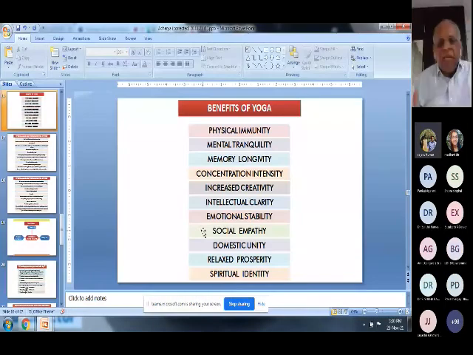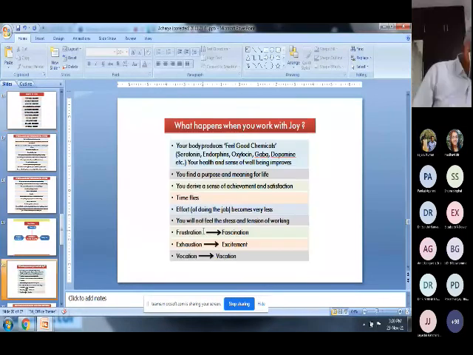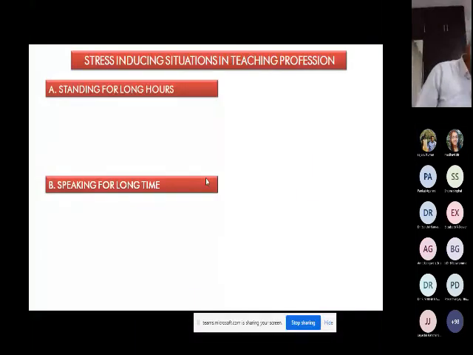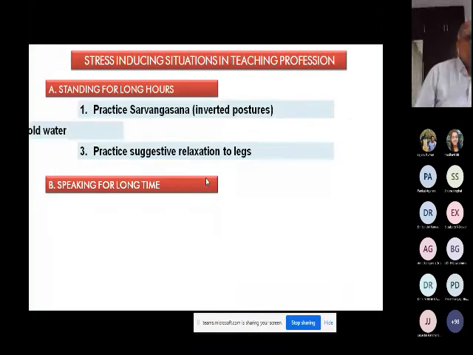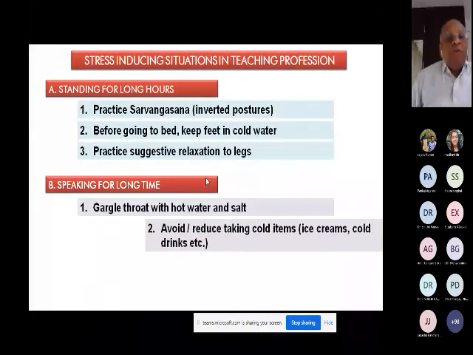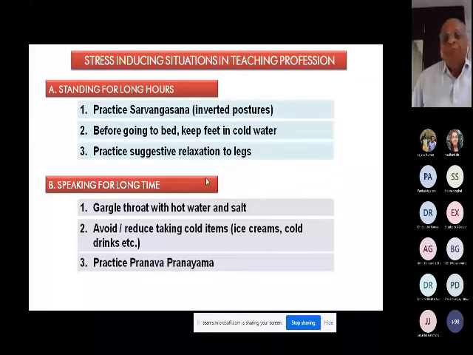What are the typical problems which teachers undergo? One, see, first is standing for long hours. So what is it that you need to do? Practice Sarvangasana, where your legs will go up and head will go down. There will be a better flow of blood to the brain. And there will be relief to your legs.